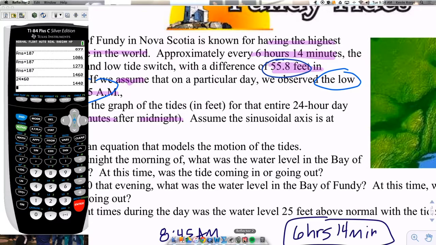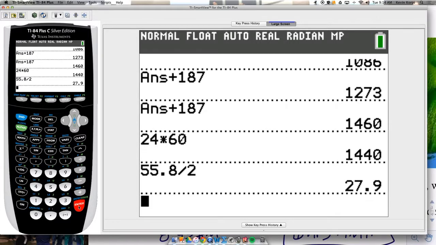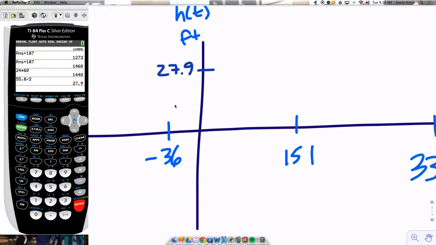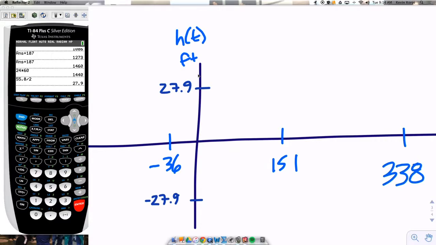Yeah, the amplitude is going to be half of that, right? Because 55.8 is the total difference between high and low. So 55.8 divided by 2, you'll have your calculators for that awesome calculation. It's 27.9. So this is going to go up 27.9, and I'm just going to come up to an arbitrary height. You'll see right here, 27.9. And then I'll preserve that distance and mark it as negative 27.9. And we've already got the y-axis measured in feet.